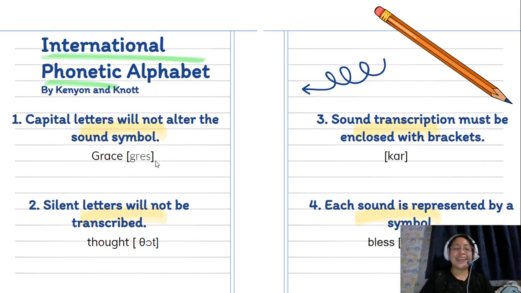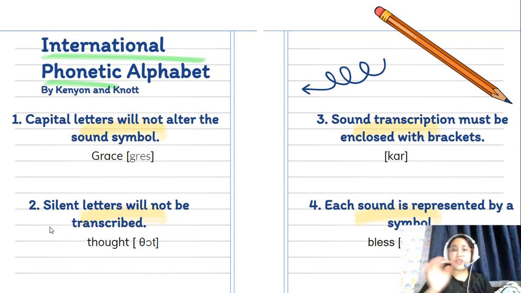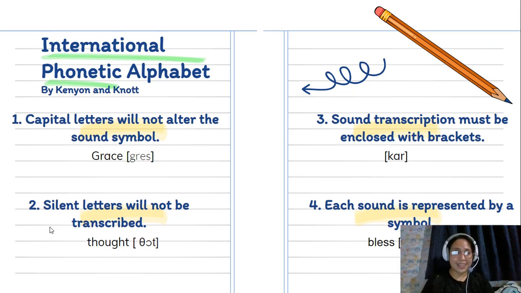So that's it. Number two, silent letters will not be transcribed. Never transcribe silent letters. My tip is you need to read a word and then transcribe it, because if you're going to check the spelling, you might transcribe it the wrong way. Remember, the spelling is not the key to the pronunciation of English words. So you need to read them correctly for you to identify the correct sounds that you need to combine to produce the word.